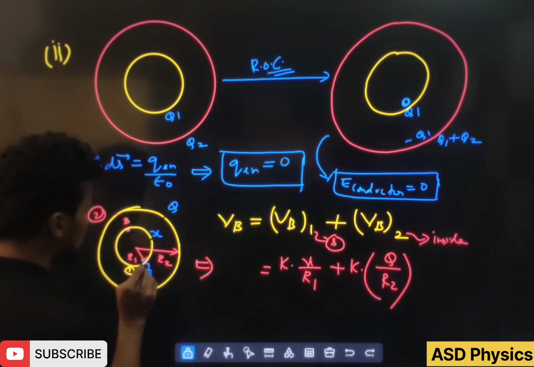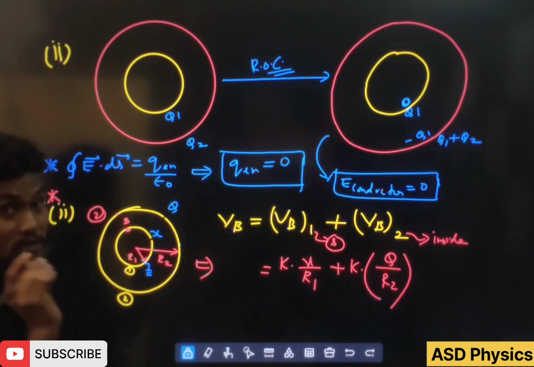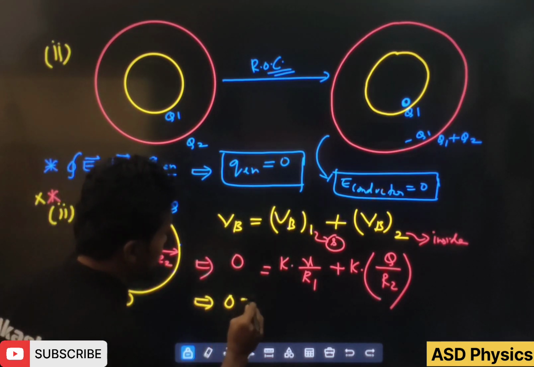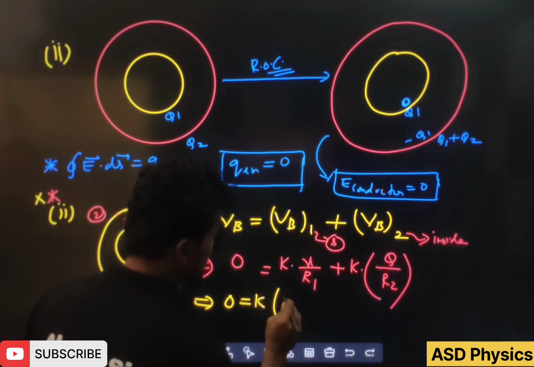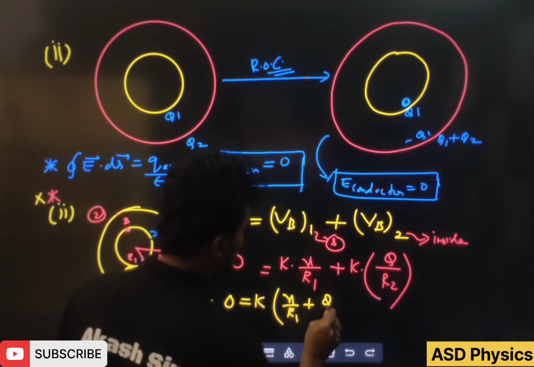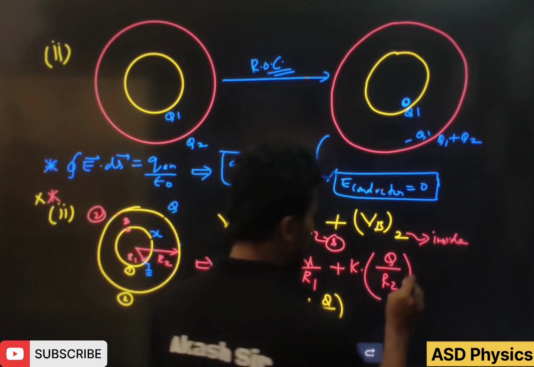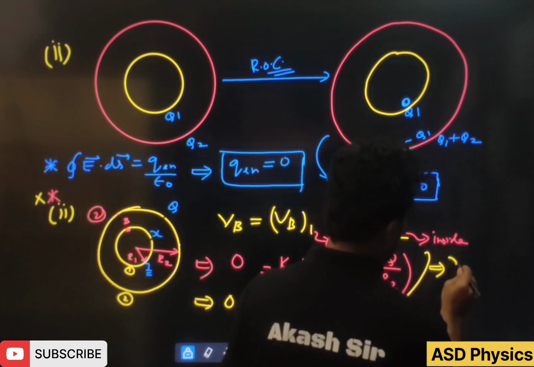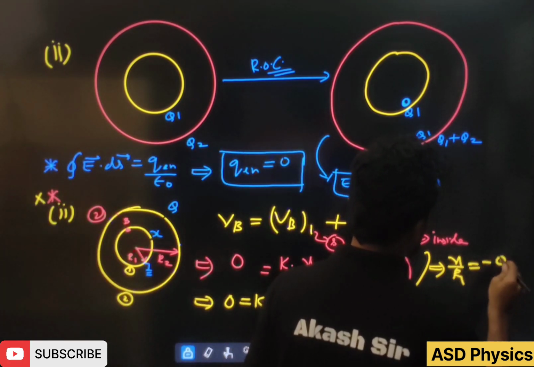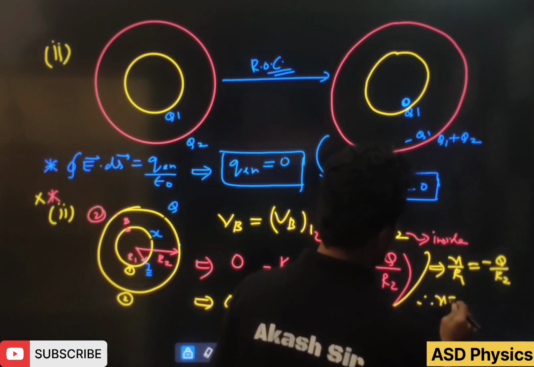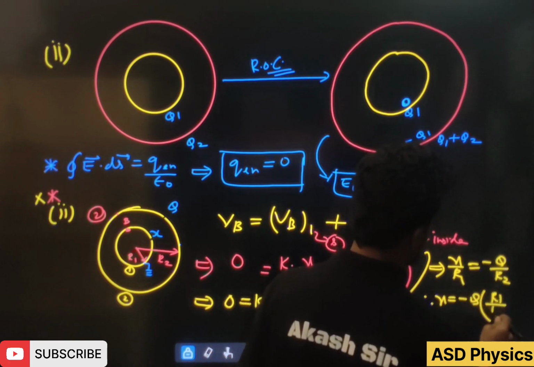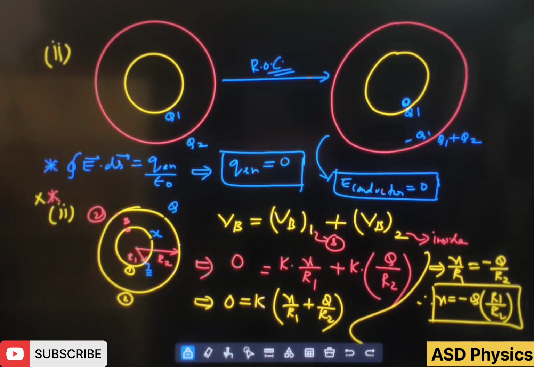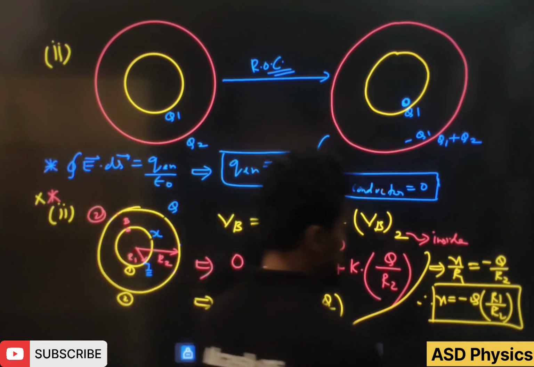And as the inner one is connected to the ground, the potential here is how much? 0. Now we have to simplify this. So 0 equals K times X by R1 plus Q by R2. This is very important for the capacitor. Then X by R1 equals minus Q by R2. Then what X will come? X will be minus Q R1 by R2. This charge will come when we connect the inner one to the ground. So both these things we have done here.